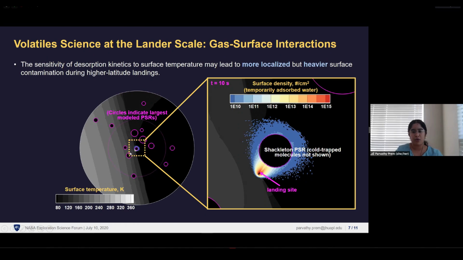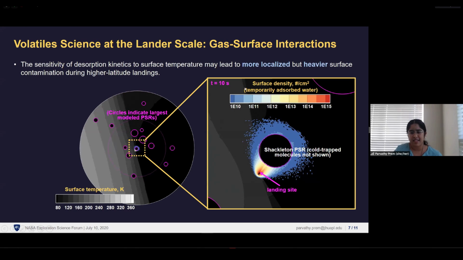In this view, you're looking down at that same figure you saw on the previous page, my attempt at an artistic impression of this. But what you'll notice is that in this case, because the surface is so cold and because we've assumed a relatively high activation energy, the contamination of the surrounding surface is relatively localized. But at the same time, this gives you an idea of the scale.